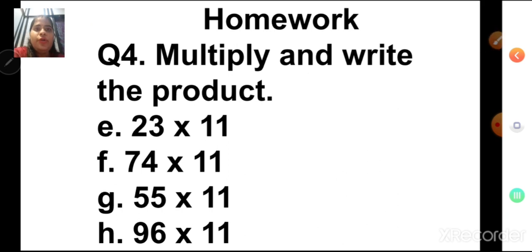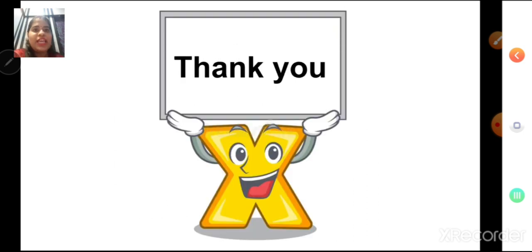Children, after this, note down your homework. For homework, you have only 4 sums today, and also learn tables. Okay, every day you have to learn tables from table number 1 to table number 15. Every day you have to say. Okay, then question number 4, you have homework, multiply and write the product E, F, G and H sum. You have to do it in the homework notebook. Yes children, thank you very much.